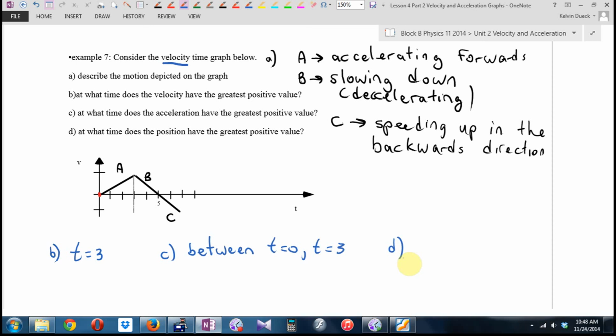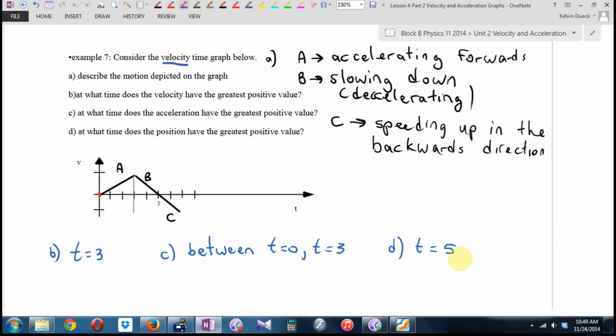Did you hear him? I'm moving further away all the way up until t equals 5, and only then do I turn around and start coming back. I may be slowing down, but I'm always moving further away. By the way, what happened right at t equals 5? What must I have done for a split second? Stopped, and turned around.